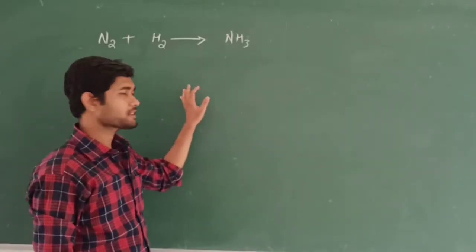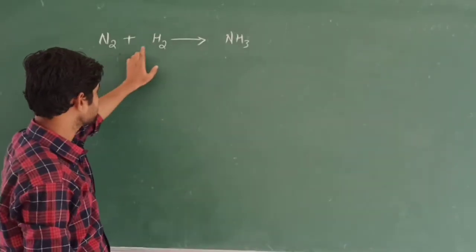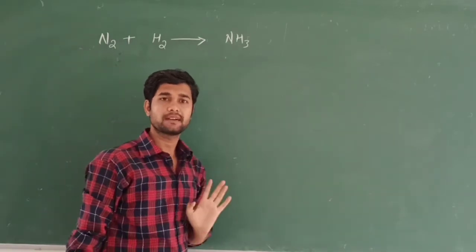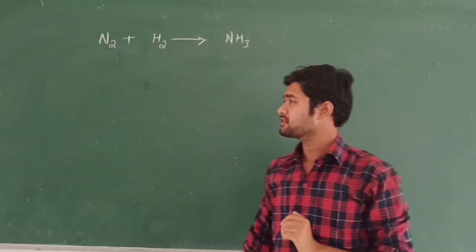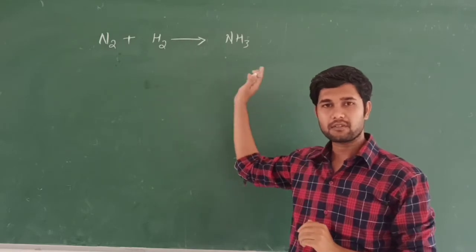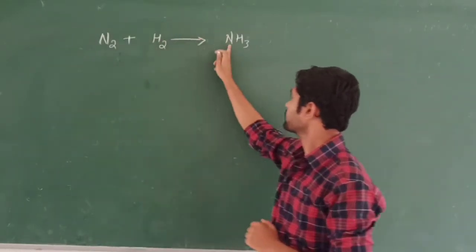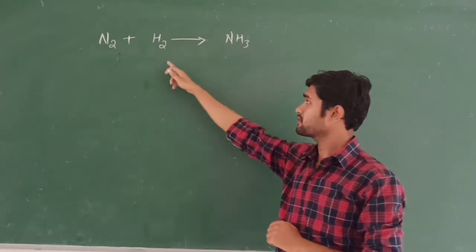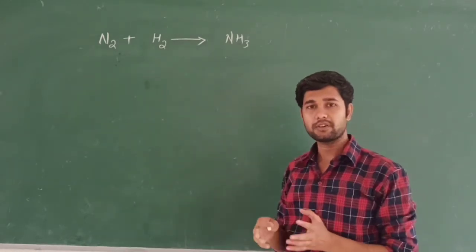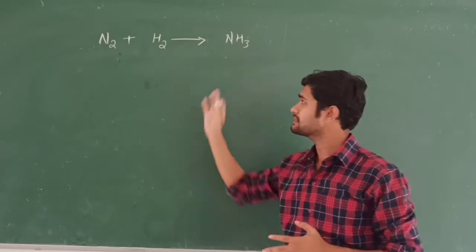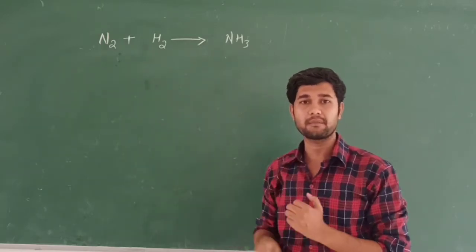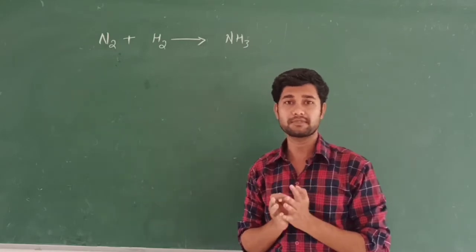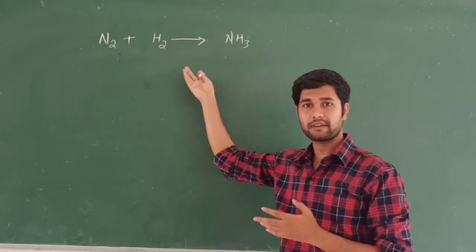If we take this reaction, nitrogen gas combines with hydrogen gas to form a molecule of ammonia. Now look at this reaction. Is it balanced or not? Here 2 nitrogen, here 1 nitrogen, and here 2 hydrogen, here 3 hydrogen. Then according to the law of conservation of mass, this reaction is not satisfied, because it tells that the mass of the reactants must be equal to the mass of the products. But it is not following, right?